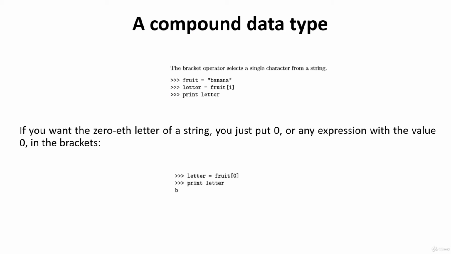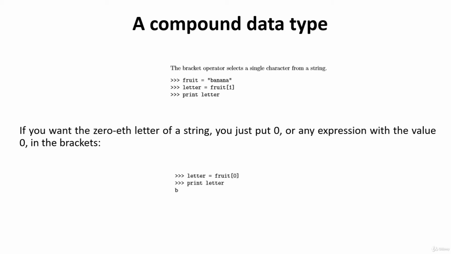The expression fruit[1] selects character number 1 from fruit. The variable letter refers to the result. When we display letter, we get a surprise: that's a. The first letter of "banana" is not a, unless you are a computer scientist.